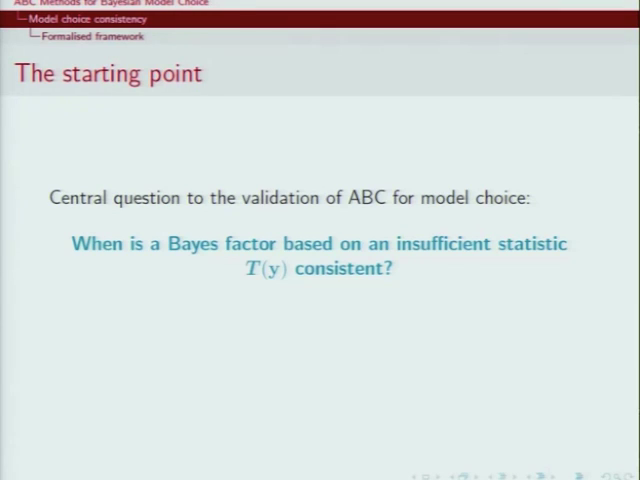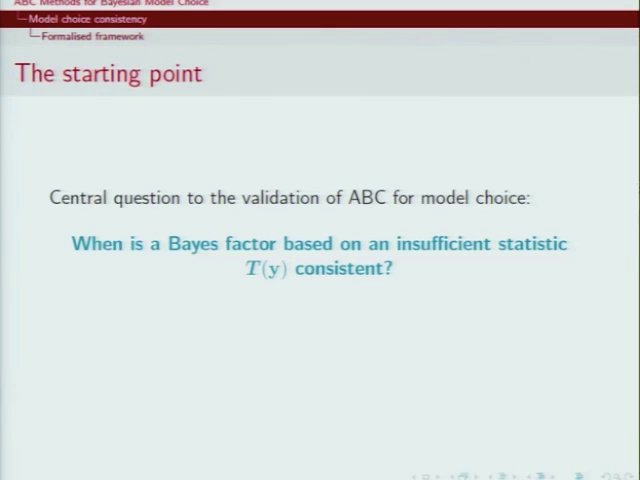Well, the starting question is very global. It goes further than ABC. Namely, if you take a data set Y and you turn it into a summary statistic that is degrading the information contained in the data. So you have T of Y that is insufficient across models. When is the Bayes factor consistent? That is, when does the Bayes factor select the right model, almost surely as the data size grows to infinity?